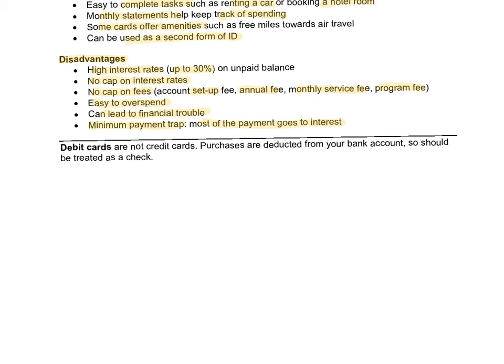I did want to make a comment about debit cards. These are not credit cards. Purchases are deducted straight from your bank account, so they should be treated as a check.